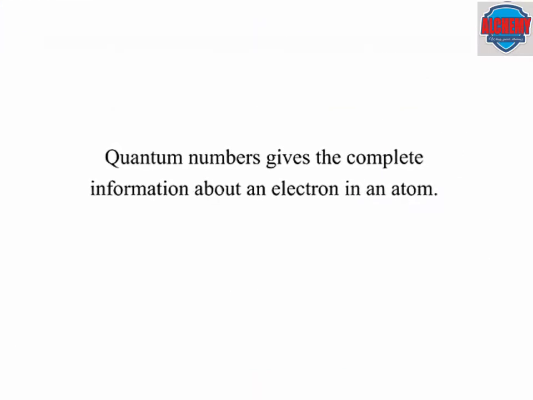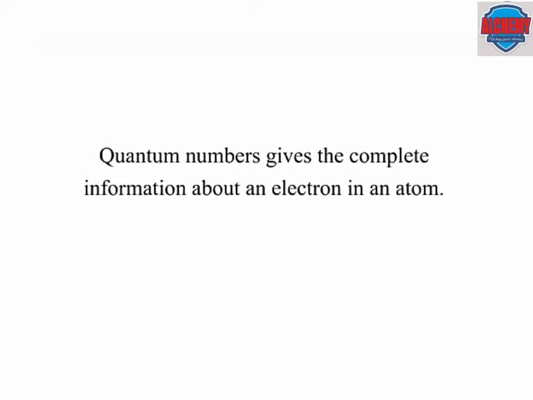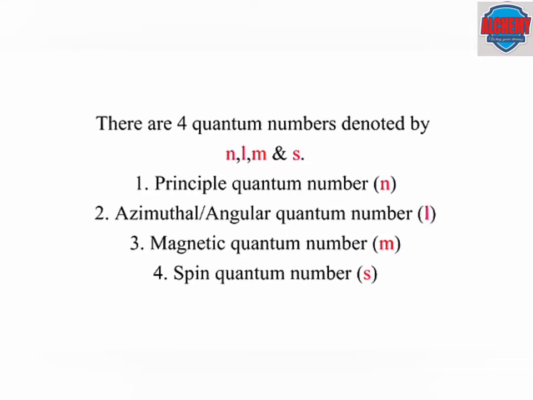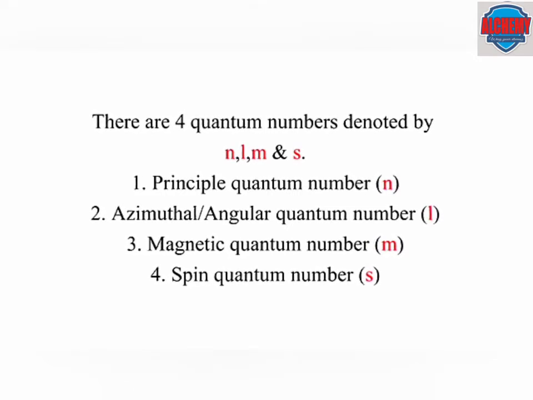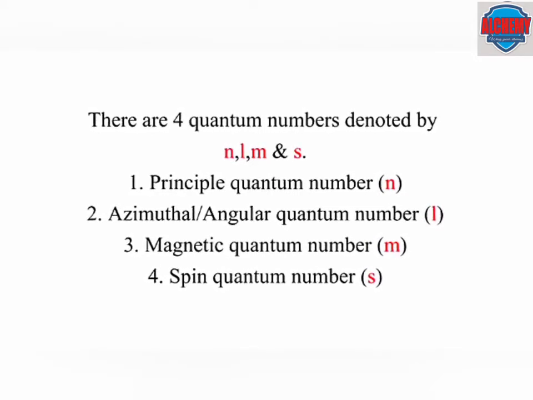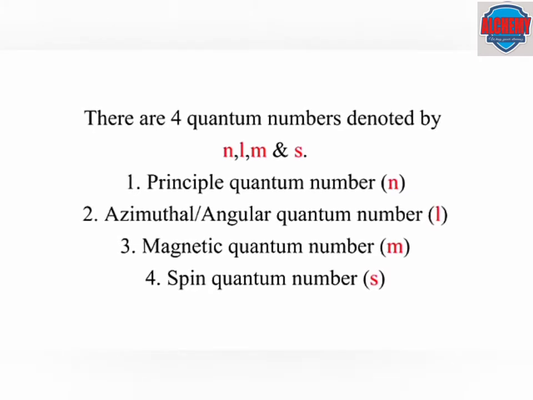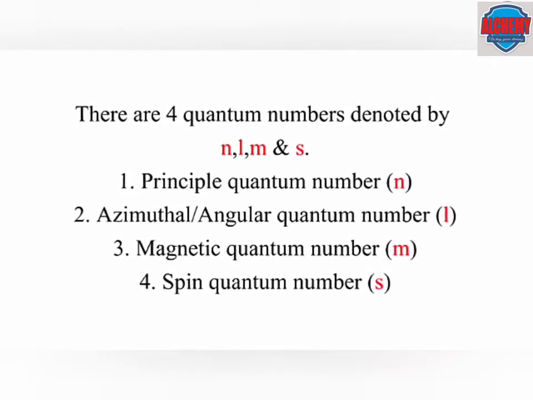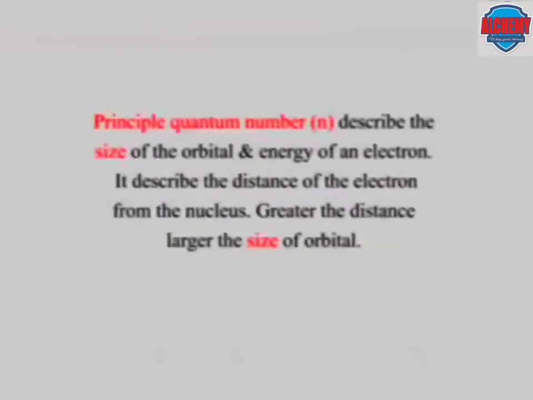Thus, the quantum numbers give the complete information about an electron in an atom. There are 4 quantum numbers. They are denoted by n, l, m and s. They are the principal quantum number n, the azimuthal or angular quantum number l, the magnetic quantum number m, and the spin quantum number s.